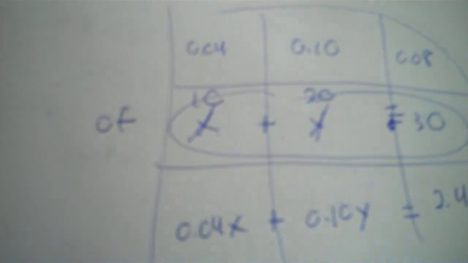So you divide. Negative 1.2 divided by negative 0.06 is 20. So we have 20 milliliters at 10%. What plus 20 is 30? I'm pretty sure it's 10. X would equal 10. 10 plus 20 is 30.